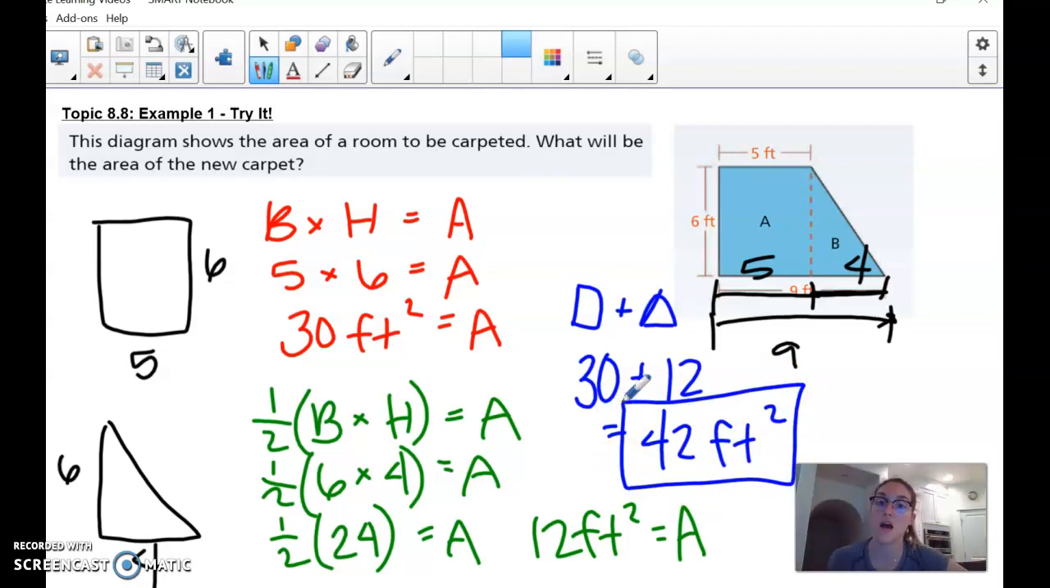So this says, what will be the area of the new carpet? The new carpet will be 42 feet squared.